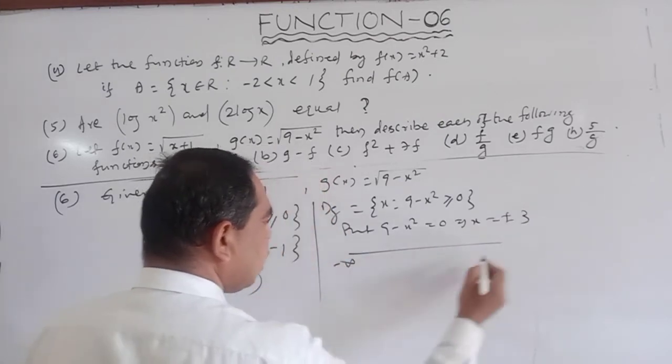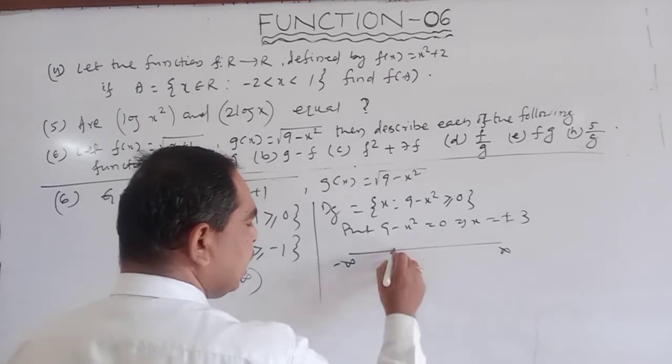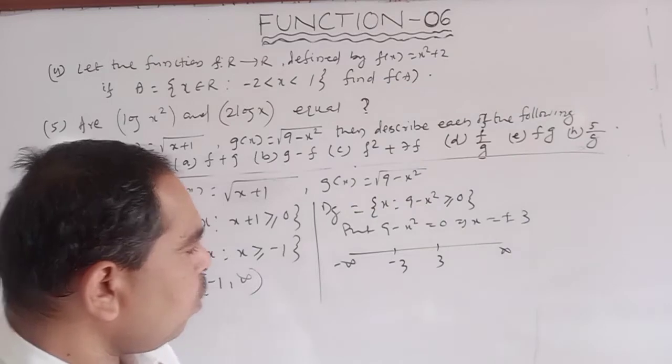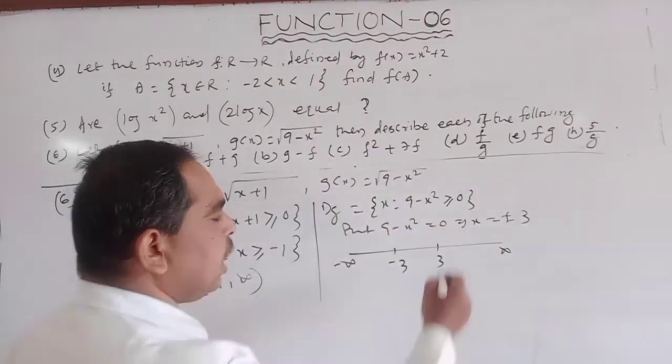This is minus infinity to plus infinity. Then put the values of x, minus 3 and plus 3, in ascending order. Okay, what is the sign of x square here? Sign of x square is negative. So put a negative sign here.